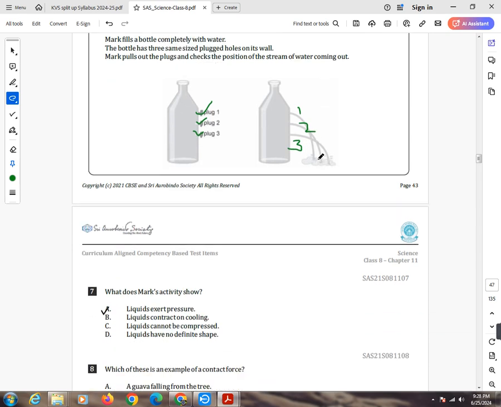So on the basis of this, a few questions are given here. What does Mark's activity show? The activity shows us that liquid exerts pressure. Which liquid exerts pressure? The liquid inside the bottle. Due to that exerted pressure only, the water is rushing out, and from here we can conclude that at point 3 the pressure is maximum and at point 1 the pressure is minimum.